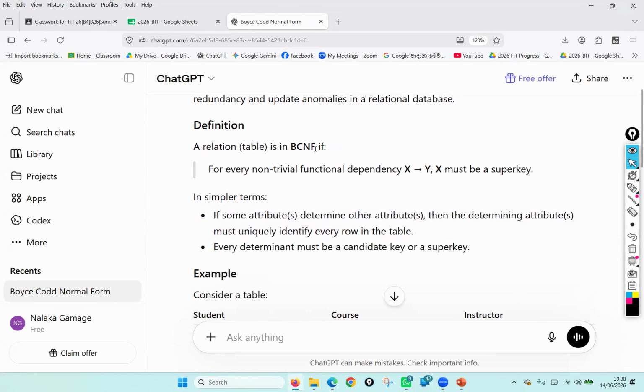A relation is in BCNF if for every non-trivial functional dependency X determines Y, X must be a super key.